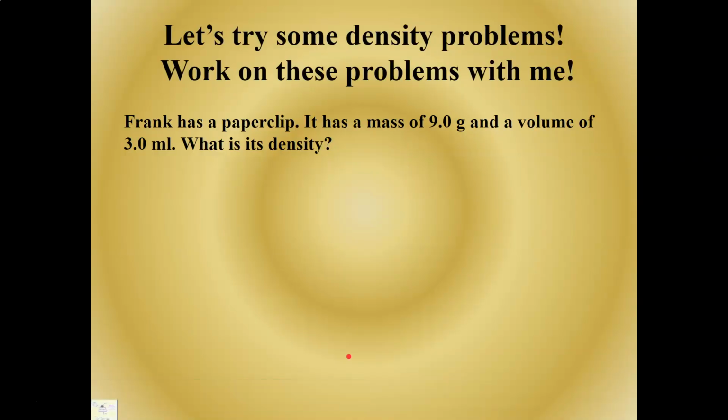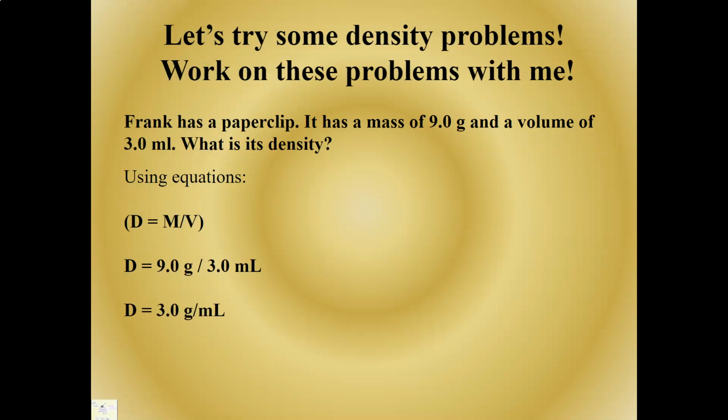Again, just one more practice problem. We're trying to figure out the density of this particular paperclip. Using our equation, we want to find density, so it's very simply mass divided by volume. We took the mass of 9 grams and divided by the volume of 3 milliliters, and very simply get a density of 3.0 grams per milliliter.